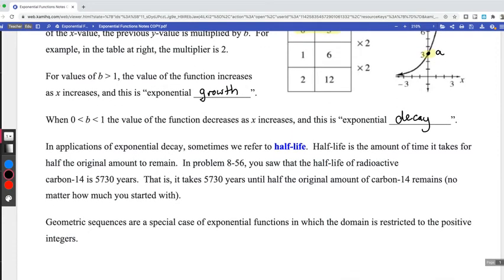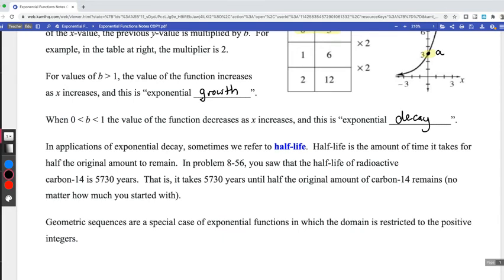All right, so for applications of exponential decay, we sometimes refer to half-life. Half-life is the amount of time it takes for half the original amount to remain. In problem 856, you saw this. We were talking about radioactive carbon. It takes 5,730 years for half of the original amount to remain, no matter how much we start with.